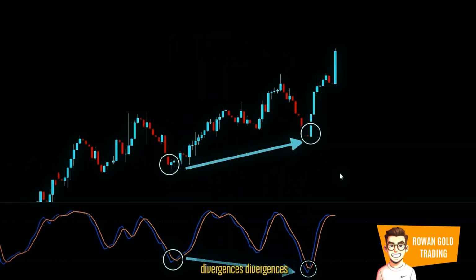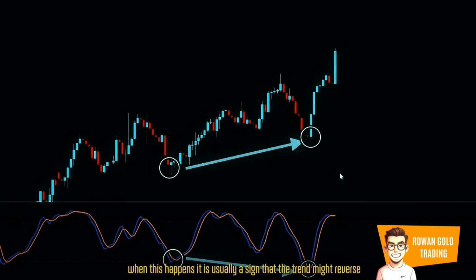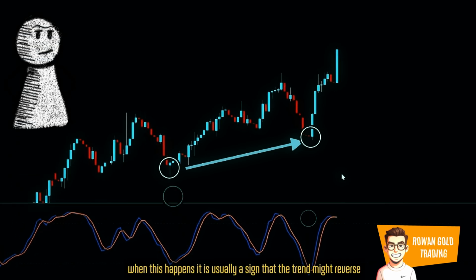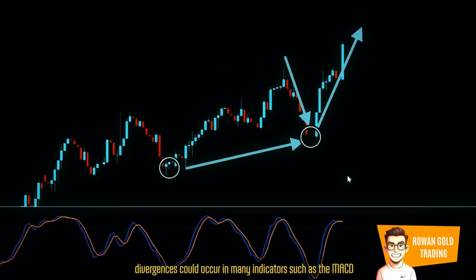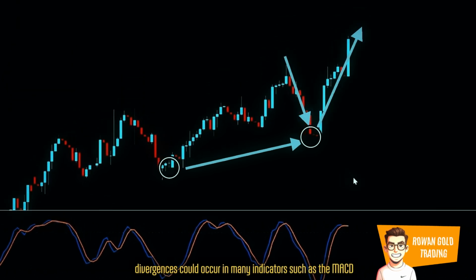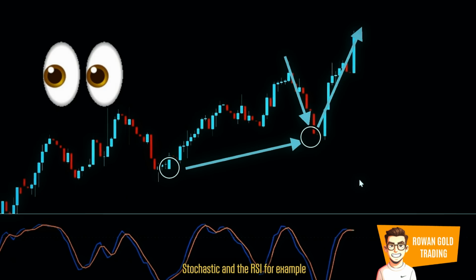Divergences. Divergences occur when an indicator displays an opposite signal of the real price movements. When this happens, it is usually a sign that the trend might reverse. Divergences can occur in many indicators such as the MACD, Stochastic, and the RSI.